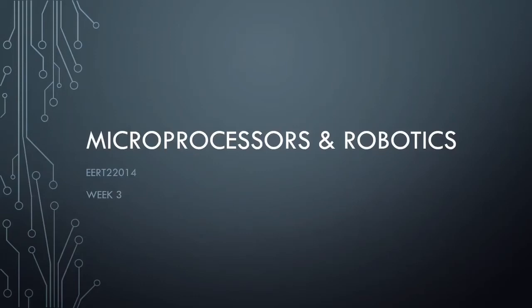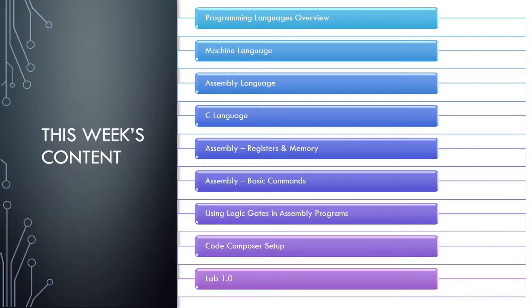Welcome to the Week 3 lecture for microprocessors and robotics. This week we're going to get into programming a little bit. So first we're going to look at different programming languages. We're going to be especially focused on machine language, assembly language, and C language, getting a good idea of each of those. And then we'll look closer at assembly language.